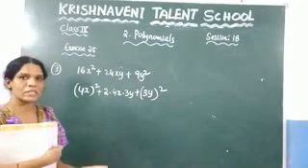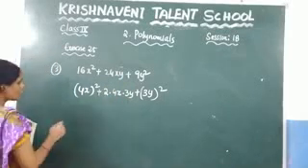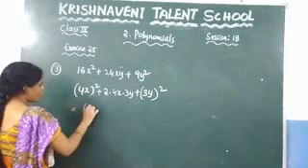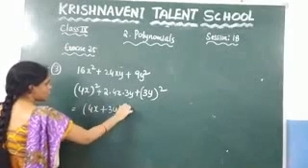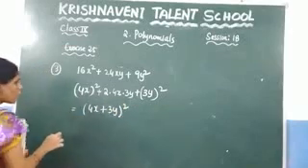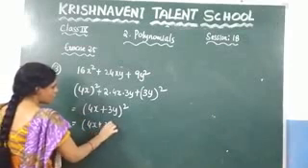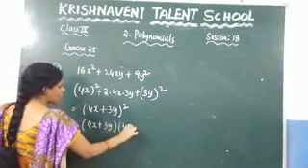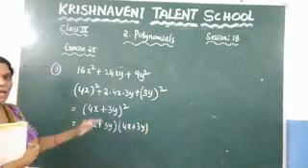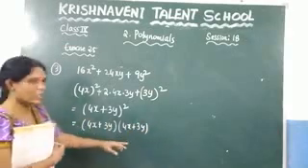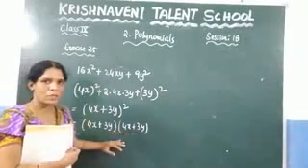So what is the formula for a square plus b square plus 2ab? It is (a plus b) whole square. What is the value of a here? 4x, and the value of b? 3y. So (4x plus 3y) whole square. How can you write this one? You can write this as (4x plus 3y) into (4x plus 3y). Why have I written this? Because the question asked to factorize, that means you need to write the product. So we have written this as a product of two linear polynomials.